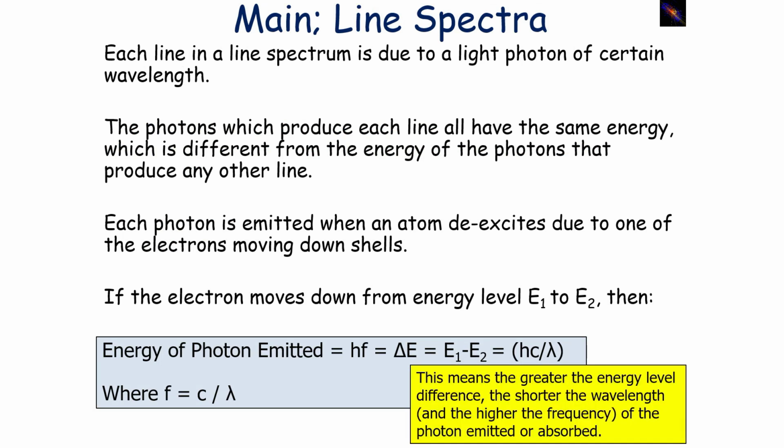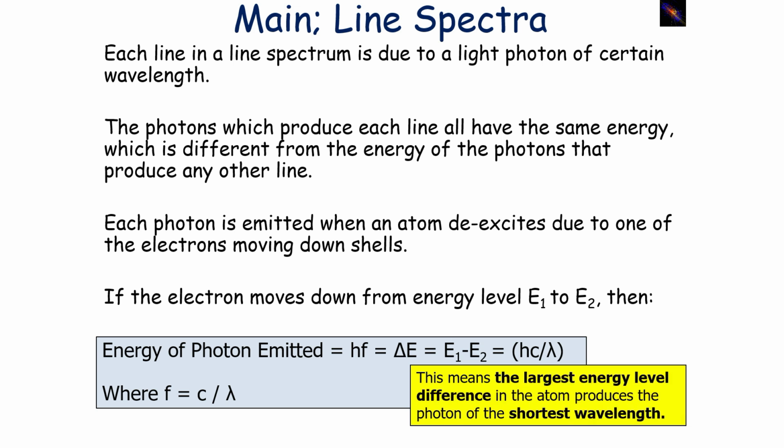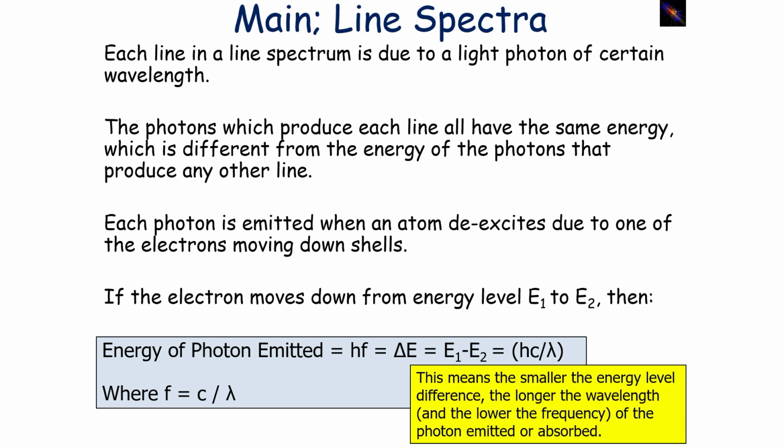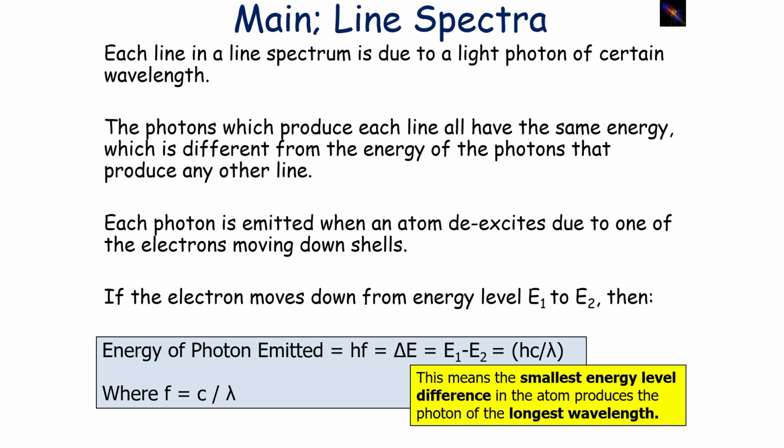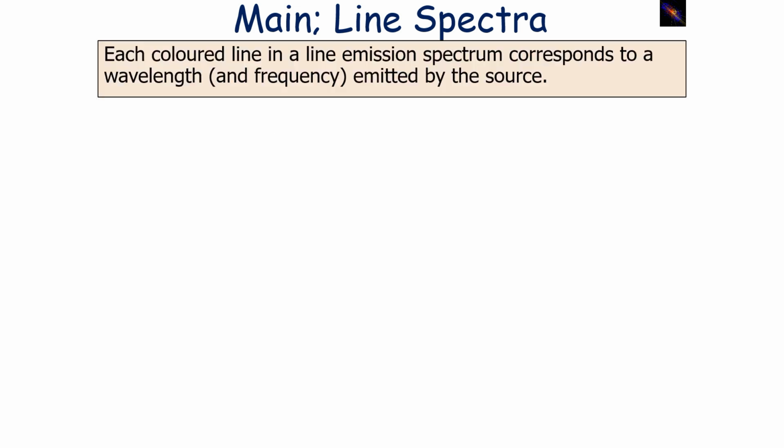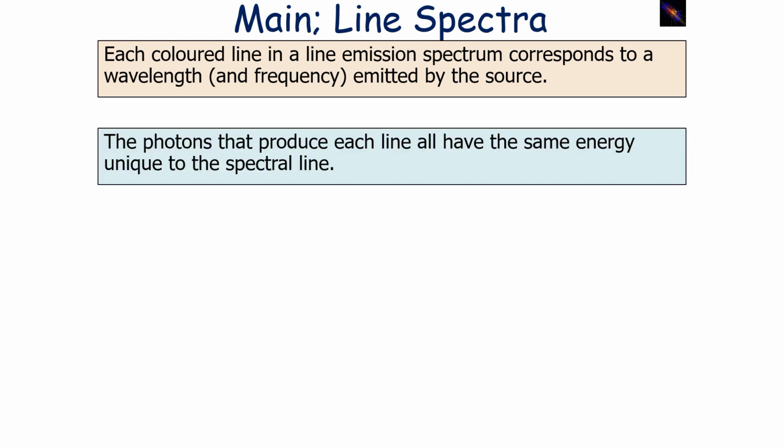So it's important to note that if E equals hc over lambda, the greater the energy level difference, the shorter the wavelength. So the largest energy level difference in your atom produces the shortest wavelength. The smaller the energy level difference, the longer the wavelength of the photon emitted or absorbed. So the smallest energy level difference produces the photons of the longest wavelength. So each coloured line in a line emission spectrum corresponds to the wavelength emitted by the source. The photons that produce each line have the same energy unique to the spectral line.